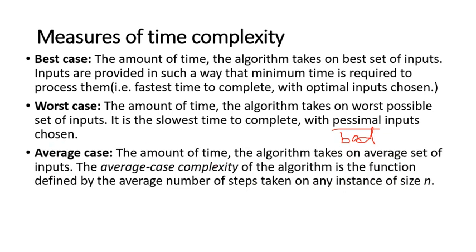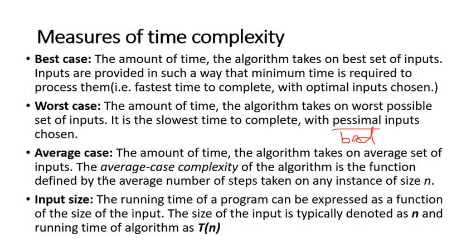Next, average case: the amount of time the algorithm takes on an average set of inputs. The average case complexity of an algorithm is the function defined by the average number of steps taken on an instance of size n. So this is average. It is neither worst nor best. It is not taking much time, so this is the average case. And the last one is the input size. The running time of a program can be expressed as a function of the size of the input. The size of input is typically denoted as n, and the running time of the algorithm is T of n.